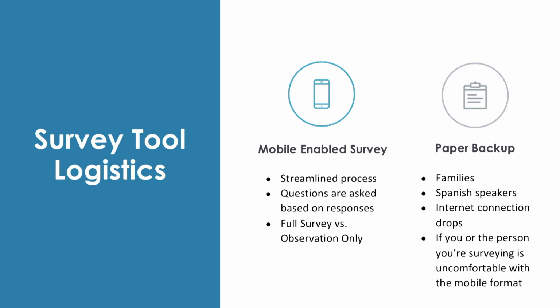There's also a paper backup of the survey, which should only be used in specific situations, such as if you encounter a family or someone who speaks Spanish. You would also use the paper backup version if your internet connection drops while you're administering the survey, or if the person you are surveying feels uncomfortable with the mobile format. All questions on the paper survey match up exactly with the mobile version.